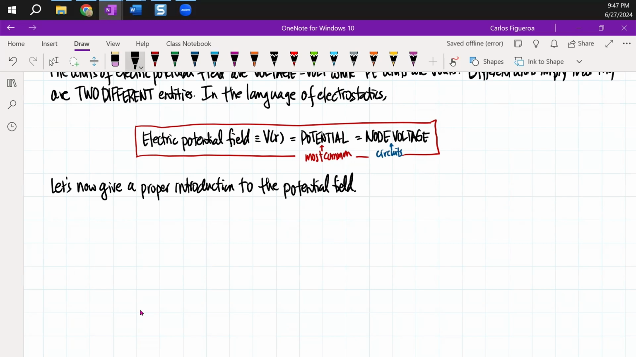People stop thinking about the word potential field, but it is a field, just like the electric field. It has a value at every point. The potential field is a scalar, whereas the electric field is a vector field. There is a connection between the electric force and electric field.